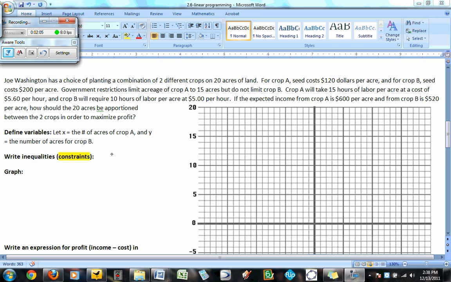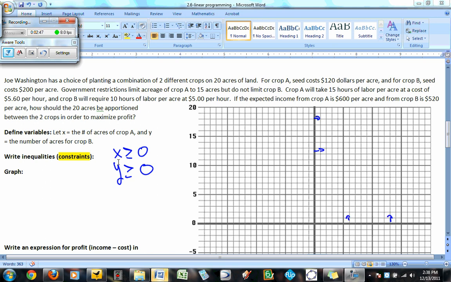What kind of constraints do we have on the crops? Well, obviously, we can't have less than 0. I said let X be the number of acres for crop A and Y be the number of acres for crop B. So we obviously can't have less than 0 acres for crop A. We can have more, and we can have 0 acres of it, but we can't have less. And for the same reason, we can't have less than 0 acres of crop B, so Y is greater than or equal to 0. So we've already set 2 constraints. Basically, the constraints we've set are that we have to be in quadrant number 1.